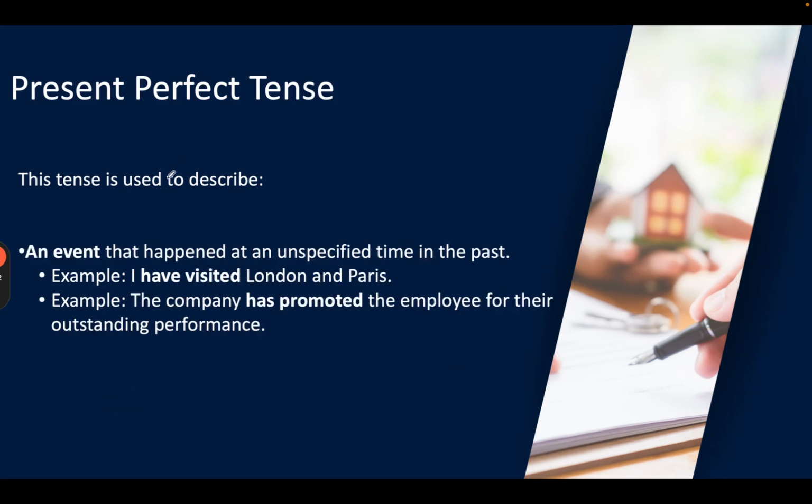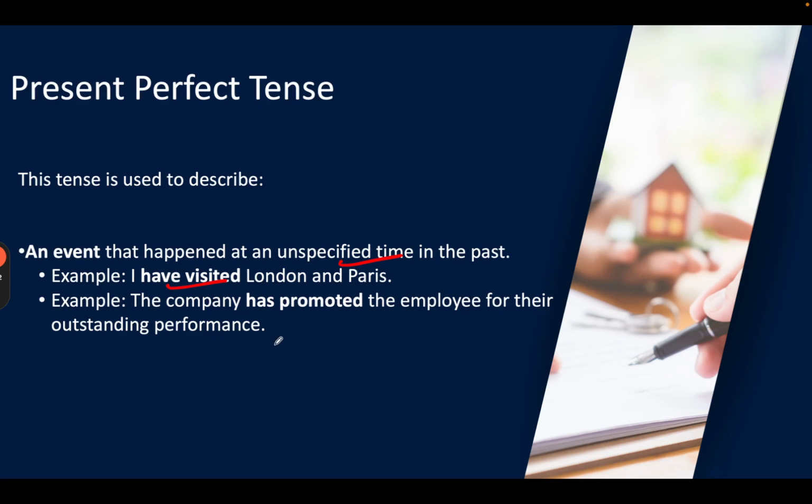Okay, another place where we can use present perfect tense is for an event that happened at an unspecified time in the past. Like we don't know when it happened. Example, I have visited London and Paris. So simply I don't want to focus on when exactly that happened, but it happened somewhere in the past, an unspecified time in the past, right?